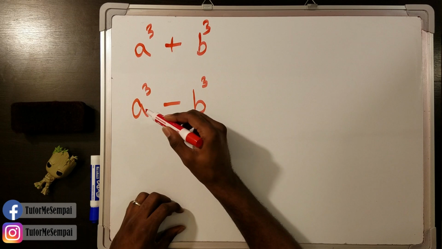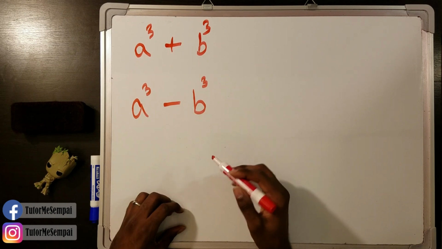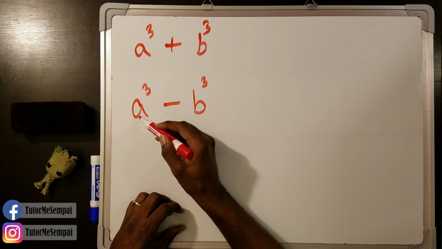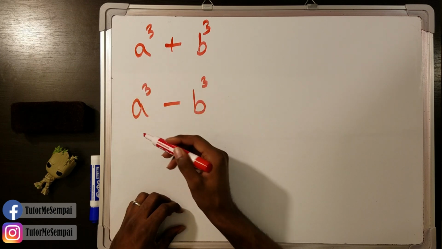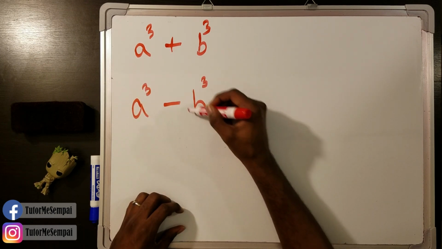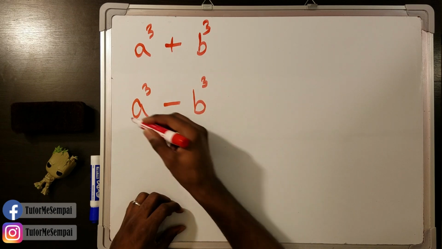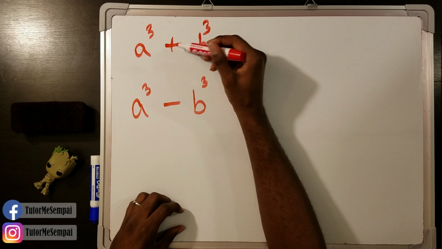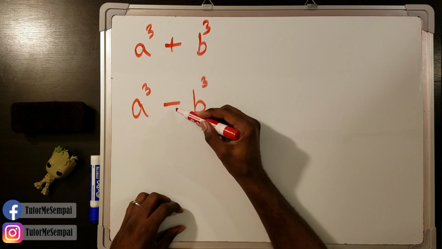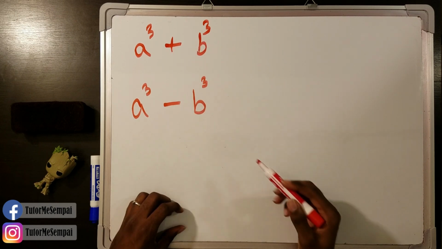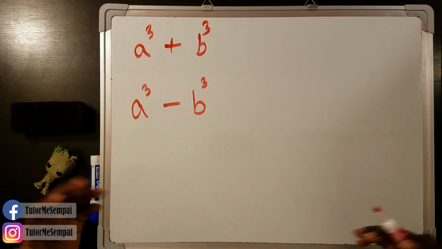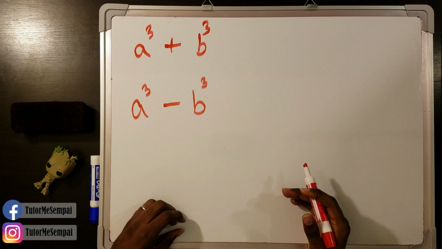Once again, the perfect cube means we have something that when cubed gives us our final result. A in this case would be cubed to give us a cubed. B would be cubed to give us b cubed. So these are both perfect cubes. And this is the sum since we have addition, and this is the difference because we have subtraction. So this is what we're referring to when we say the sum or difference of perfect cubes. This is how it's going to look.